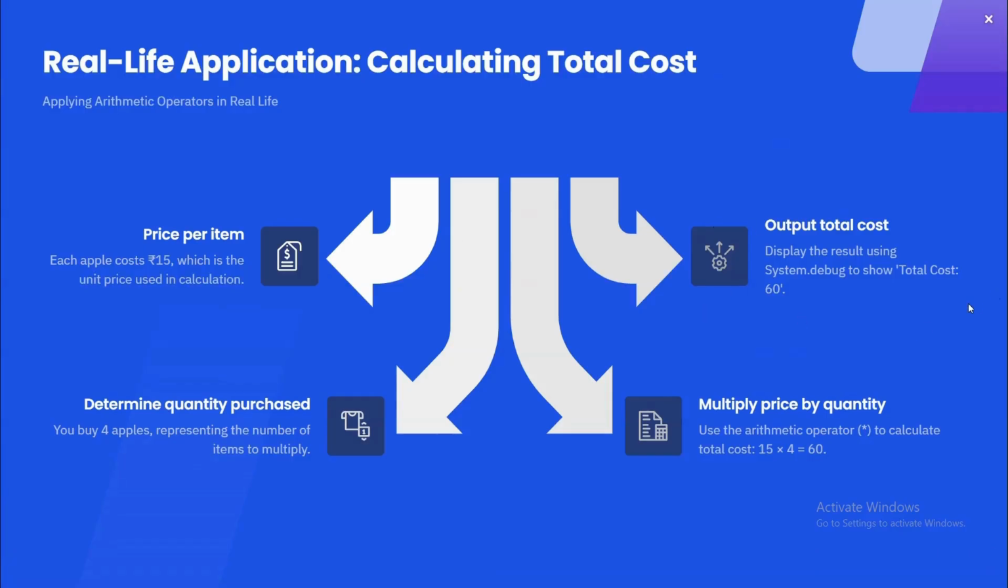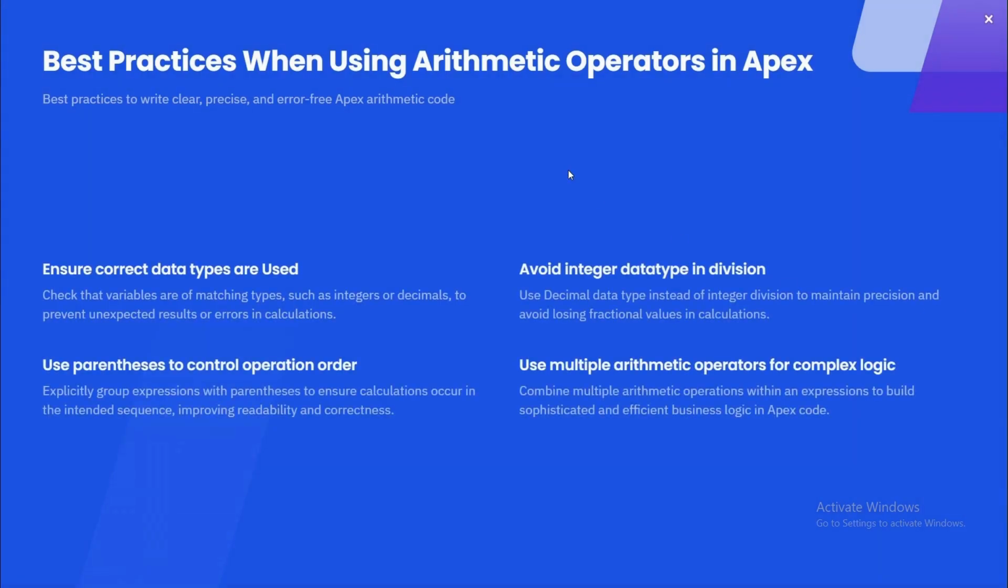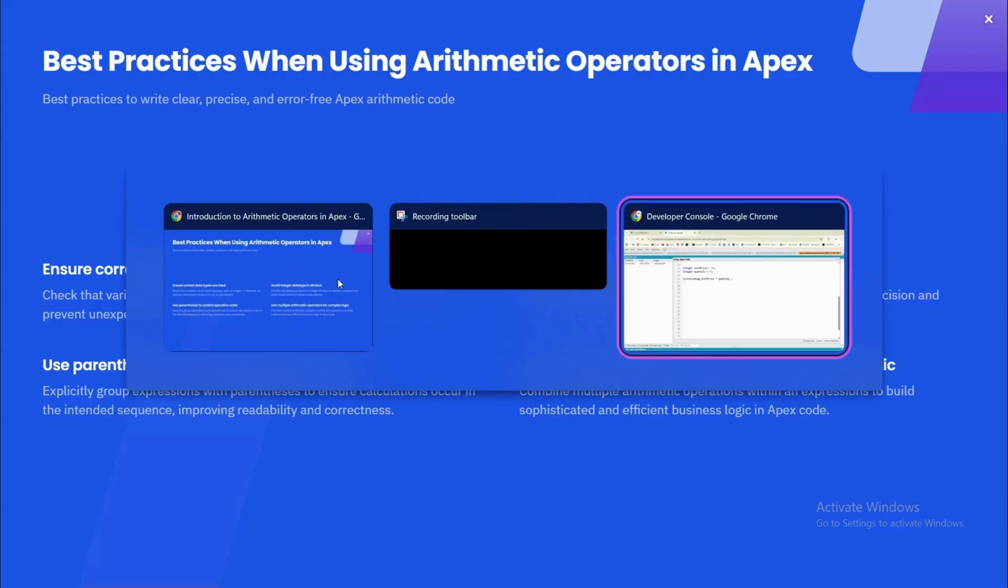Let me jump on to the next slide. Okay, so here I will tell you the best practices when using the arithmetic operators in Apex. Best practices help us to write clear, precise and error-free Apex arithmetic code. First thing is we have to ensure correct data types are used. We have to check that variables are of correct data types, such as integer or decimal, to prevent errors in calculation. I will show you what is meant by that.